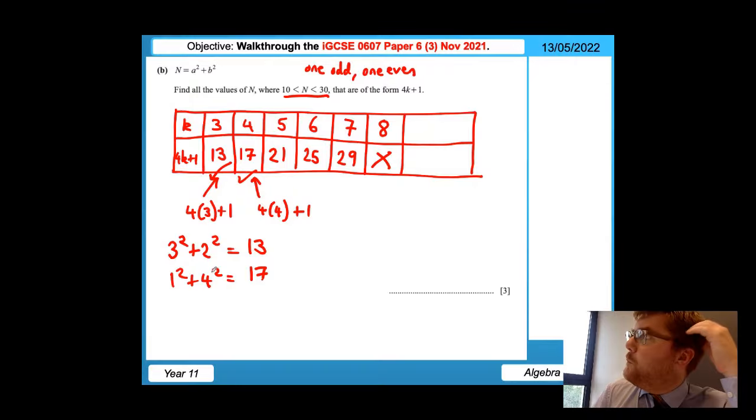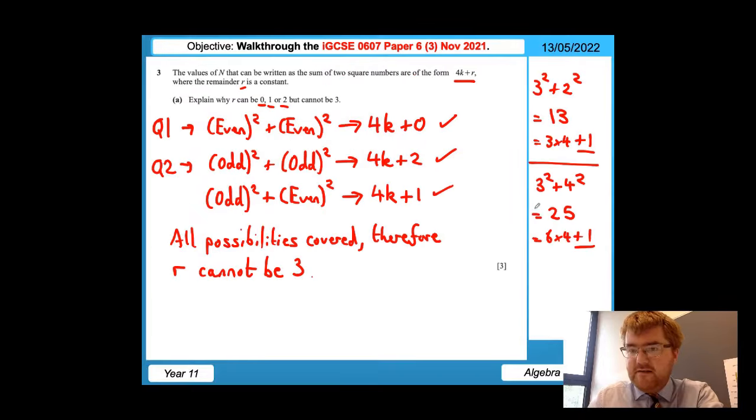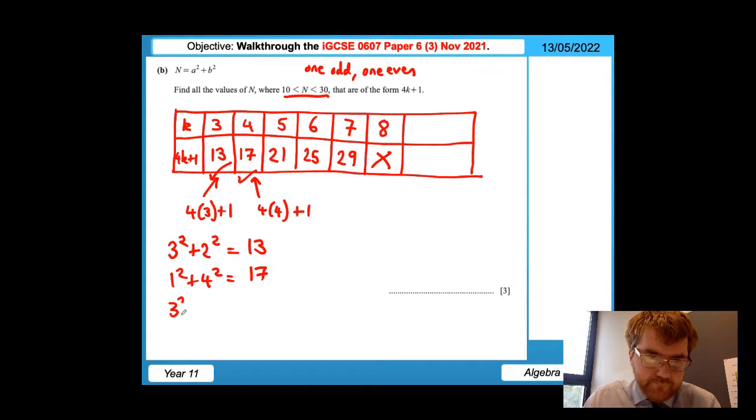21. 16 and 5, no, that doesn't work. 9 and 12, that doesn't work. Okay, so I'm going to come back to 21. 25, I did 25 already. That's 3 squared plus 4 squared. 3 squared plus 4 squared is equal to 25, so that works. 29.